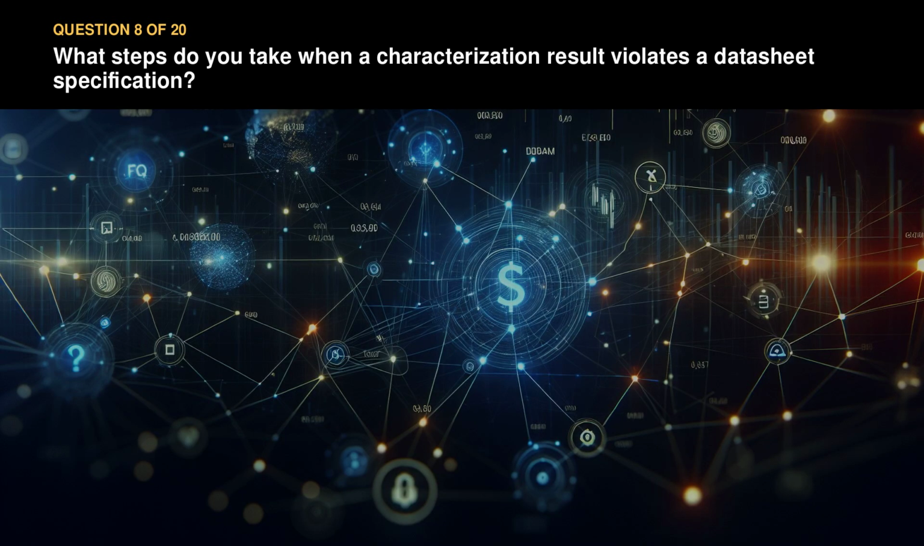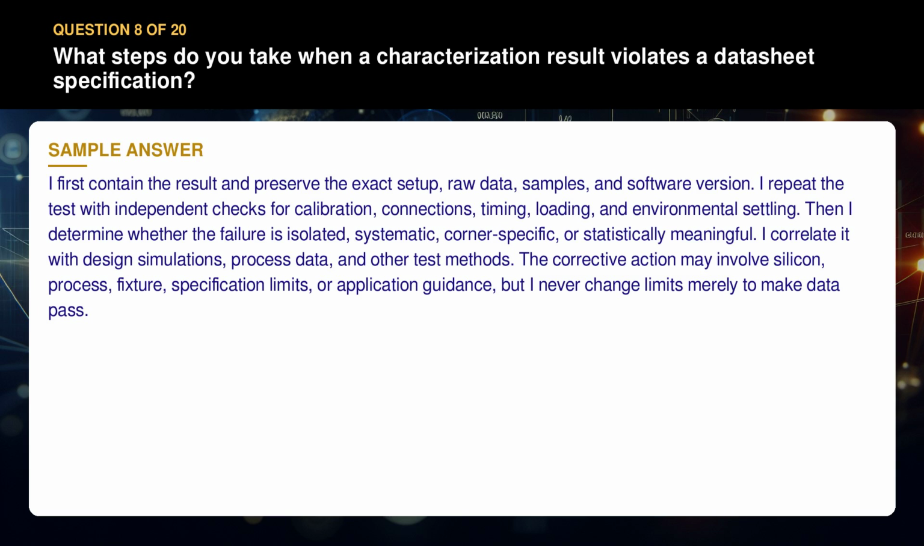Question 8. What steps do you take when a characterization result violates a datasheet specification? I first contain the result and preserve the exact setup, raw data, samples, and software version. I repeat the test with independent checks for calibration, connections, timing, loading, and environmental settling. Then I determine whether the failure is isolated, systematic, corner-specific, or statistically meaningful. I correlate it with design simulations, process data, and other test methods.